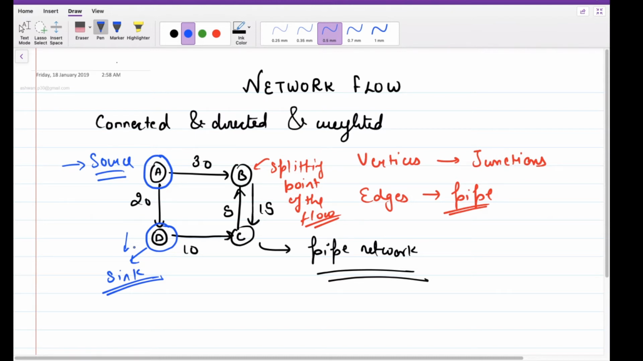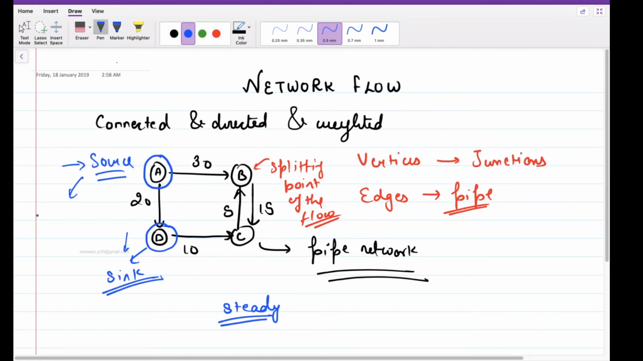So any material which is flowing through the network is produced at the source, and the flow material is consumed at the sink. So the material which will be flowing in the network is consumed at the sink, and the rate at which this material flows is also steady. Now let us define the term flow of a network. So exactly let us see what a flow of the network is.